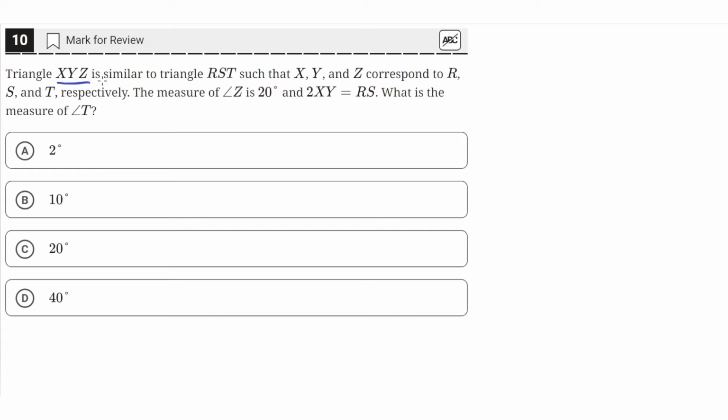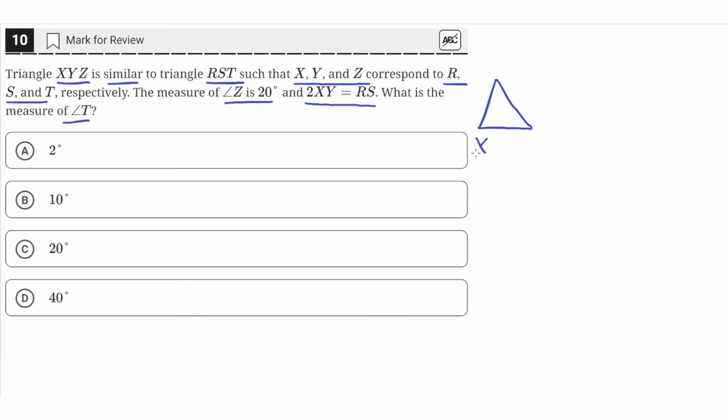Triangle XYZ is similar to triangle RST, such that X, Y, and Z correspond to R, S, and T, respectively. The measure of angle Z is 20 degrees, and 2 times XY equals RS. What is the measure of angle T?